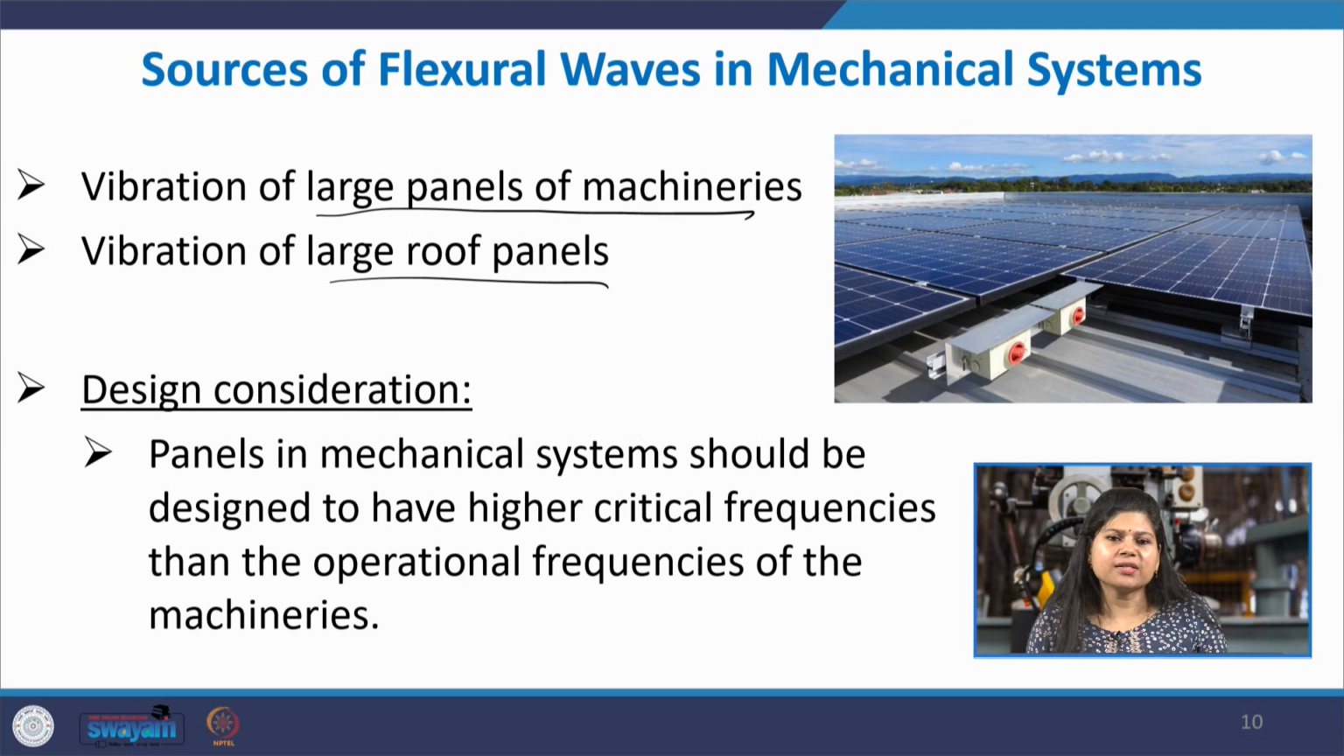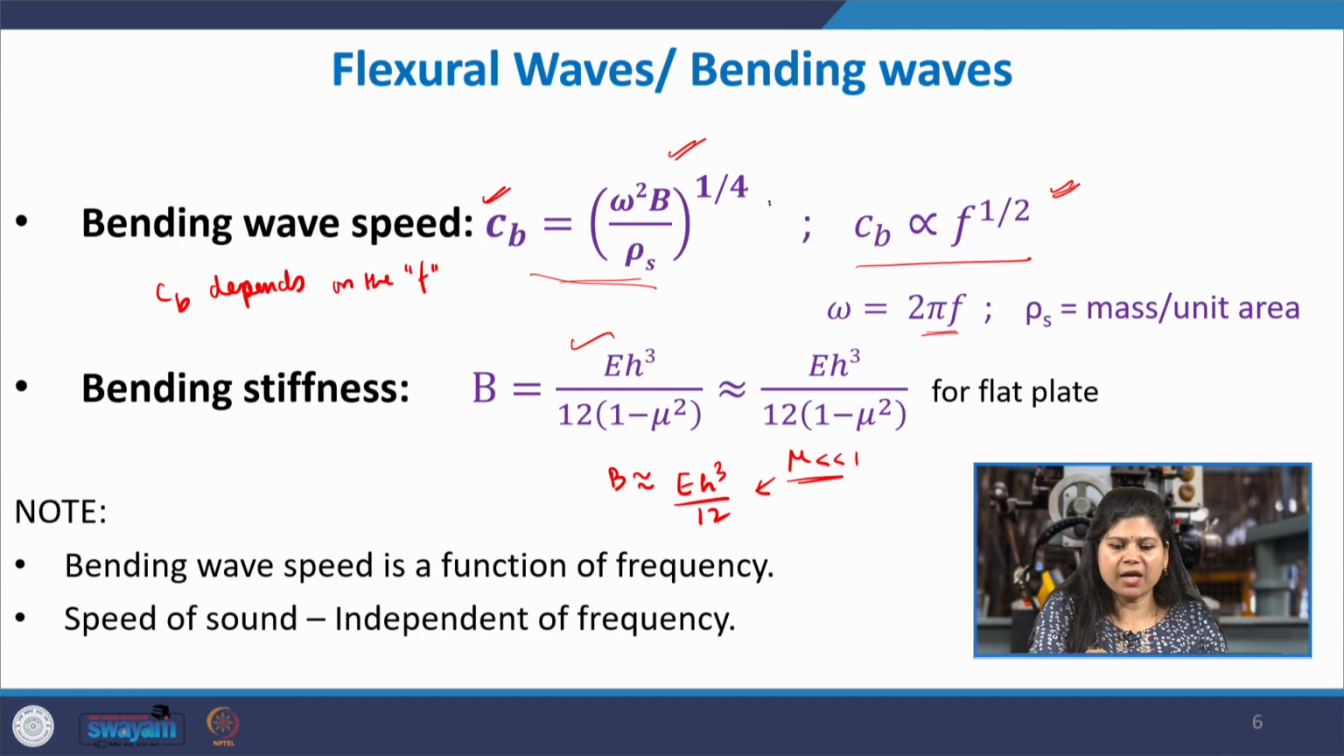So, what could be a design consideration if a noise control engineer looks at this particular phenomenon? What is the inference or takeaway for a noise control engineer? The design consideration is that you have to design the panels in such a way that they have a high critical frequency. So, this value here has to be high.